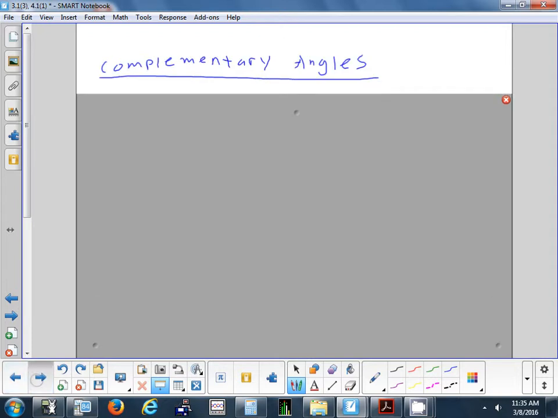All right, so complementary angle theorem, that'll be the last thing we look at. But to build up to that, we have to make sure we understand what complementary angles are first. Does anybody remember from geometry what complementary angles are?